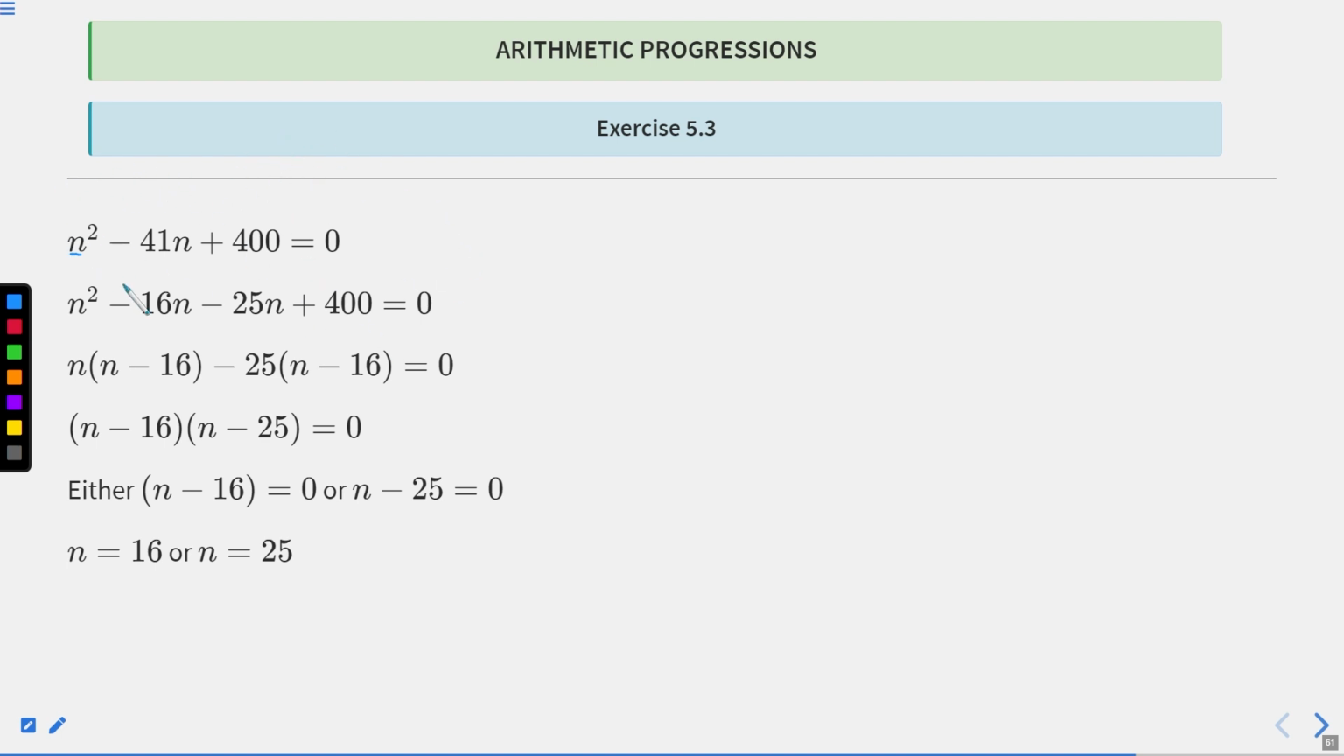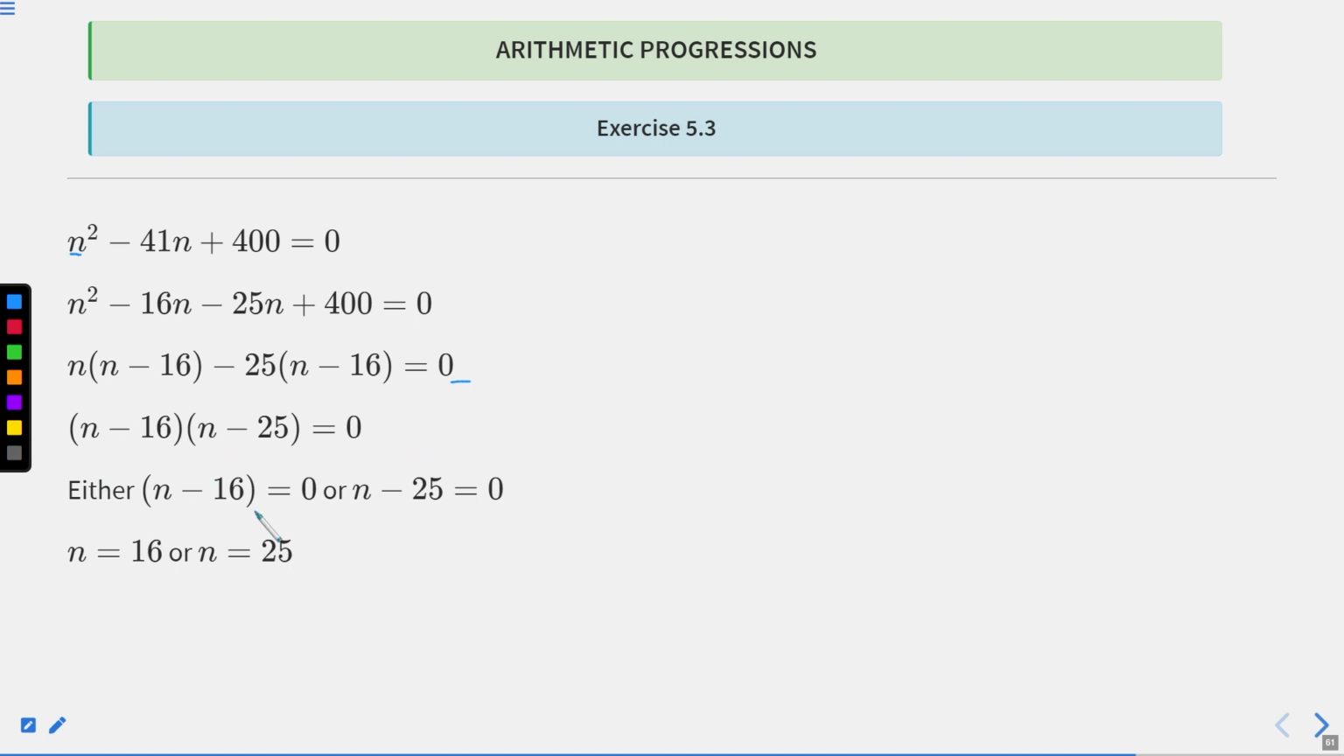Now we can solve this quadratic equation by using the factorization method. First we factorize this quadratic polynomial by splitting the middle term. Here we can split the middle term minus 41n as minus 16n minus 25n. So n square minus 16n minus 25n plus 400 is equal to 0, and it implies n times n minus 16 minus 25 times n minus 16 is equal to 0, and it implies n minus 16 times n minus 25 is equal to 0.